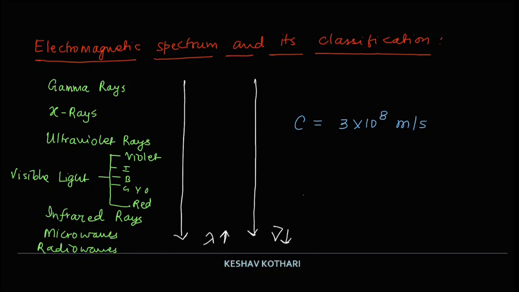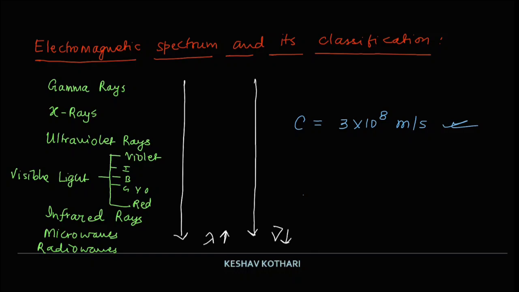So now there are some common properties which are common to all the electromagnetic waves. The first one which I am mentioning is that electromagnetic waves do not require any material medium for their propagation. The next one is they all travel with the same speed in medium, that is vacuum, with 3 into 10 to the power 8 meter per second.